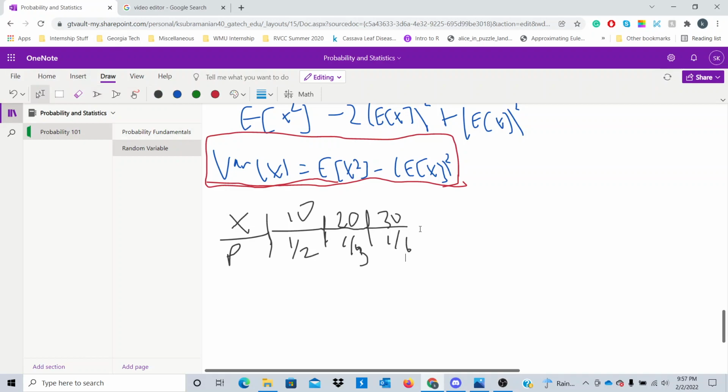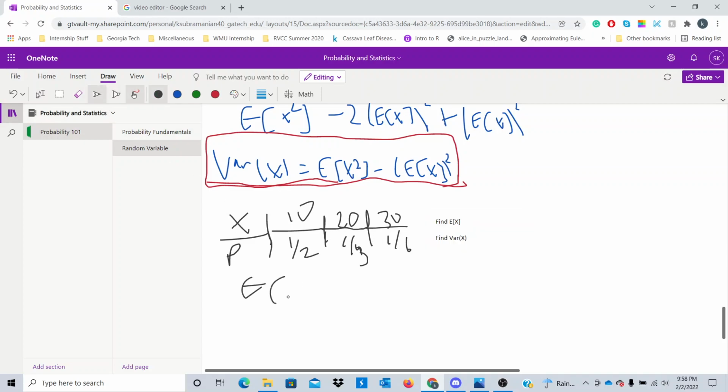So what are we going to do here? Let's find the expectation of x. Then we're also going to find the variance associated with x. And then we're going to do something a little bit fun at the end. So let's find the expectation of this random variable with this table.